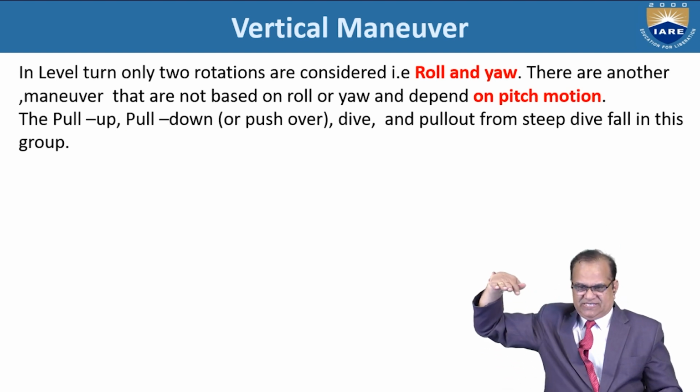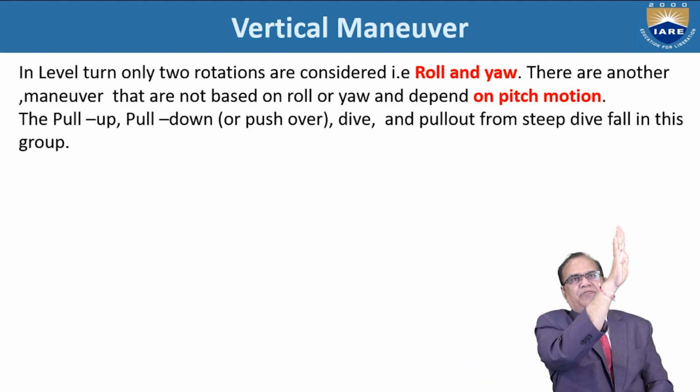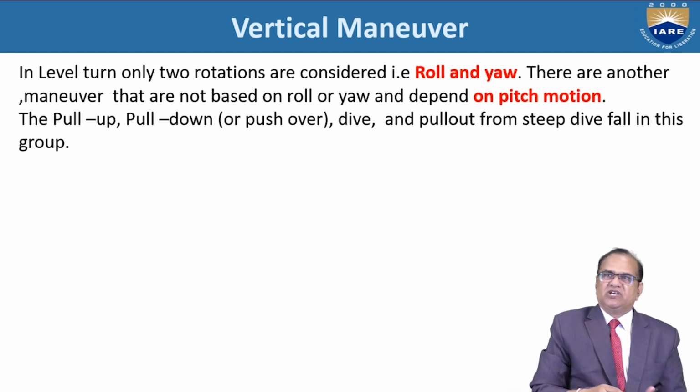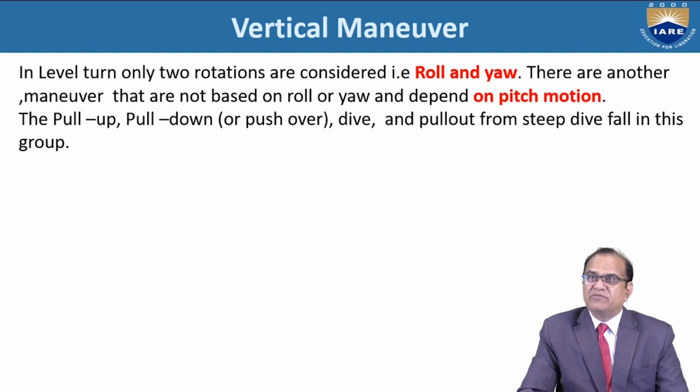Pull up is going up in the vertical plane. Pull down means going down like this. So dive and pull out from steep dive fall in this group. These are the few motions which are pull up, pull down, dive, and pull out from steep dive.